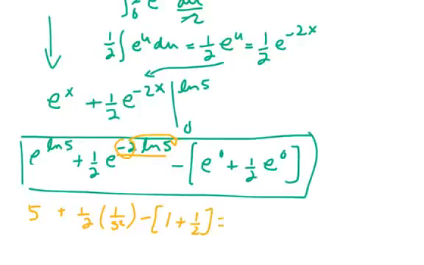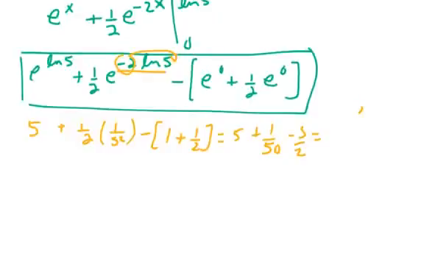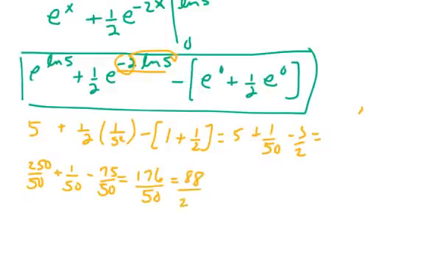And when you work this out, you get 5 plus 1/50 minus 3/2. Get a common denominator, and you end up with 250 over 50 plus 1 over 50 minus 75 over 50. All I did was get a common denominator, and I am left with 176 over 50, which reduces down to 88/25. And that's it.